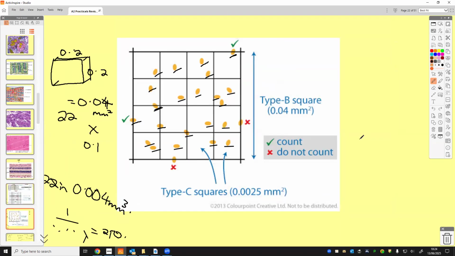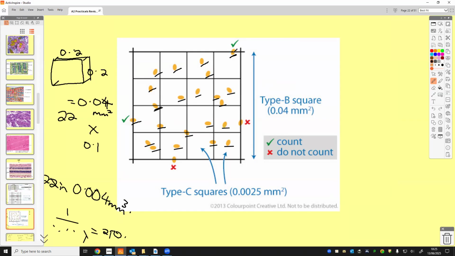Okay, so if they give you a sample like this that you have to count, they'll tell you the B squares. It's a B square you can see there. When you're counting, you count things on the north, so the top, and the west. So these you can see you would count. You don't count things on the east or the south. So when you're counting, just the north and the west, if any samples appear there.